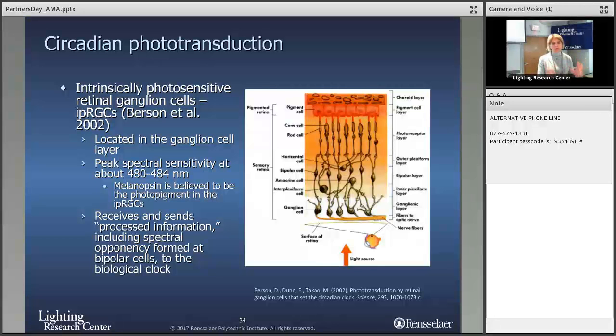Spectral opponency refers to the two color channels that we have in the brain, the B minus Y, which is blue minus yellow, and the R minus G, which is red minus green. And those are, as the name says, opponents. So the B subtracts from the Y and the R subtracts from the G. So there's a subtraction, and then the net result is passed on to the ipRGCs and the regular retinal ganglion cells.